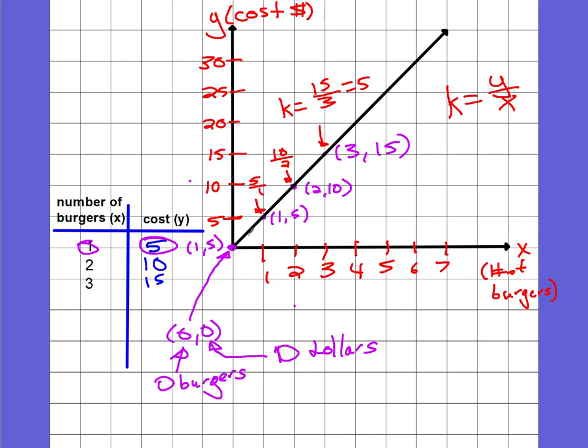If I were to ever give you a graph like this, you could immediately pull the k value out. So k here, 10 over 2 is 5, 5 over 1 is 5, 15 over 3 is 5. We know this is a proportional relationship because it goes to the origin and it's a straight line, so I know it's a y equals kx form. K is 5, my equation, y equals 5x.